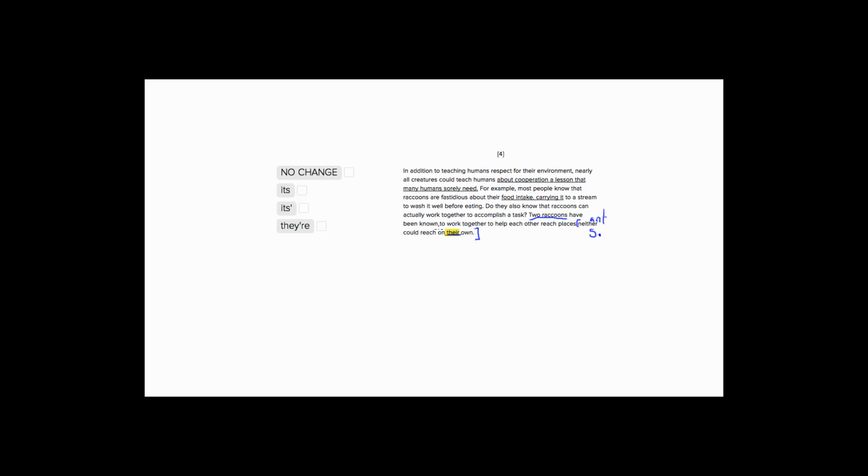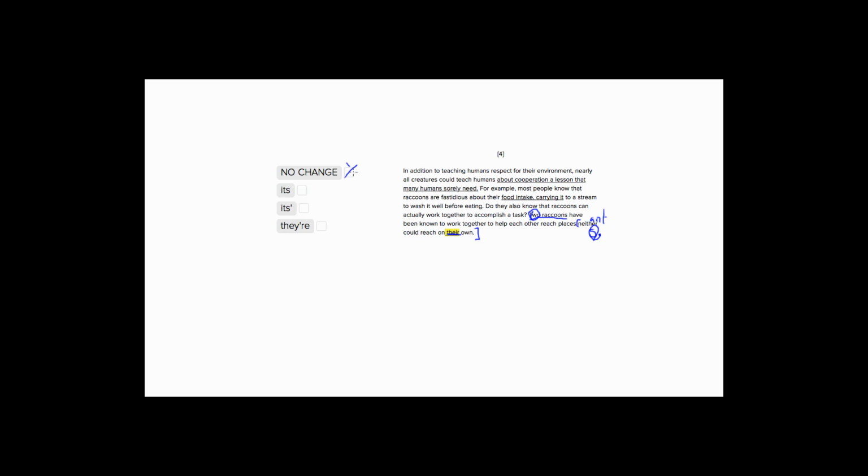So our first choice, "there," isn't going to work because it is plural. And you might be tempted by the fact that we have two raccoons. But remember, we're not talking about the fact that there are two raccoons. We're talking about one of the two raccoons, so neither, being able to reach things without the other one. So let's remember that this is singular. So "there" isn't going to work.